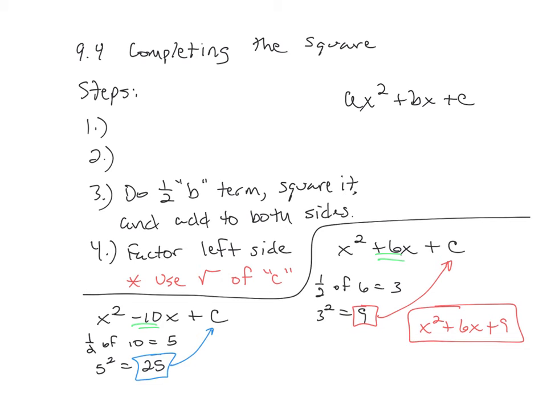All right. So we're going to do step 3, and we're going to do step 4. Factor the left side. Use the square root of C. Okay? Remember that. Use the square root of C. What number goes where the C is? So 9, 25, whatever the numbers are. So the second set of problems, it's going to say complete the square for the expression, then factor. So that's the square root of C.